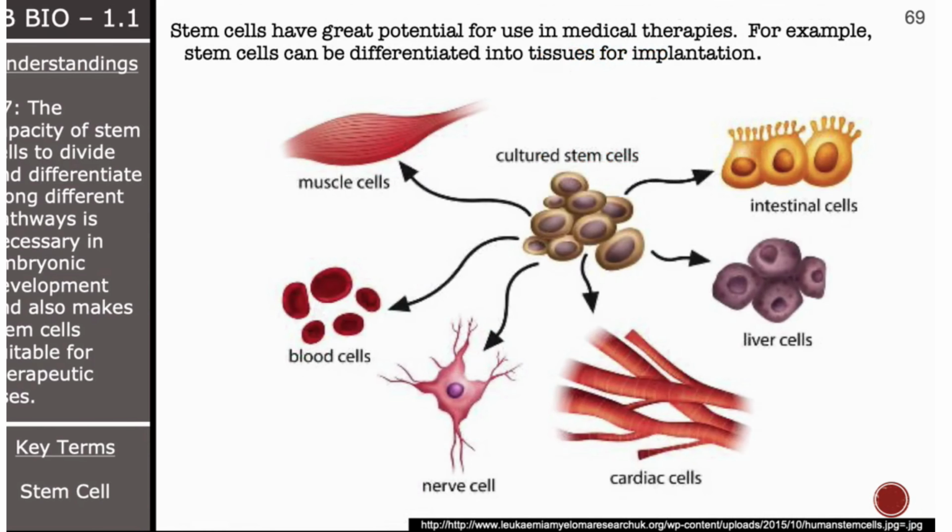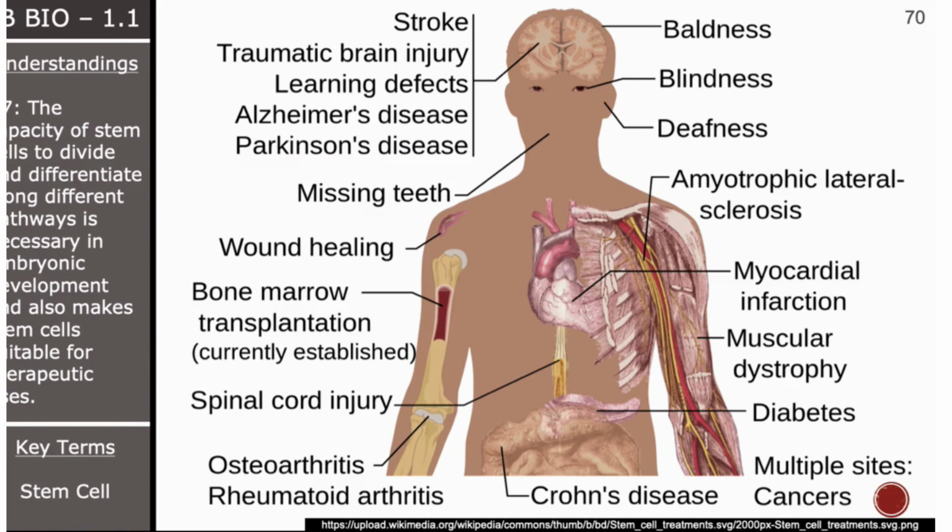Stem cells have great potential for use in medical therapies. For example, stem cells can be differentiated into tissues for implantation, such as nerve cells, cardiac cells, liver cells, blood, muscle, and intestinal cells as well. For example, in stroke, traumatic brain injury, baldness, blindness, and deafness, for the majority of these conditions, we can use stem cells to repair and restore the lost tissues and cells.